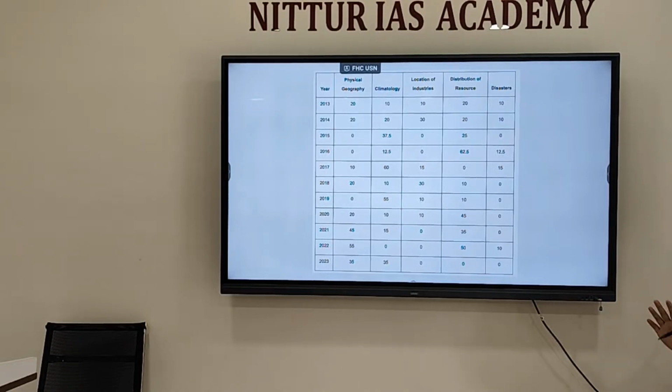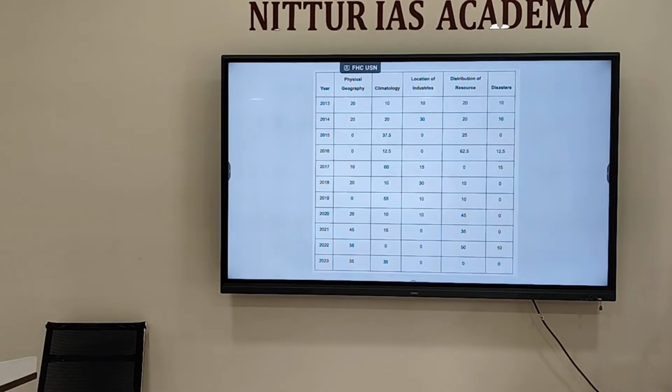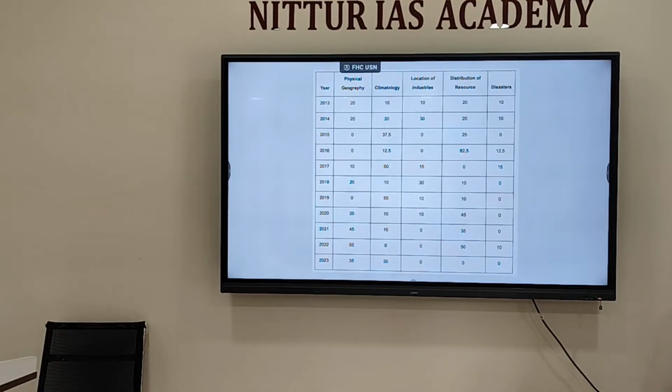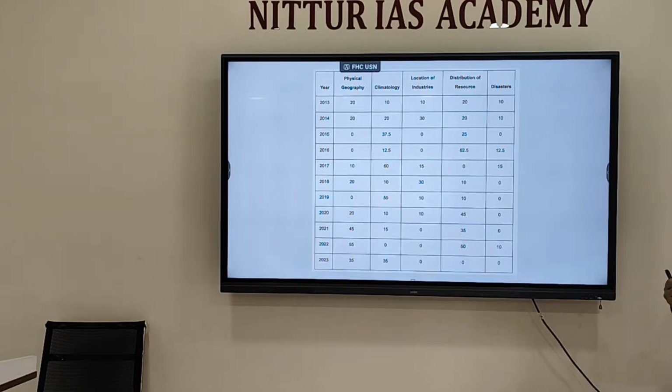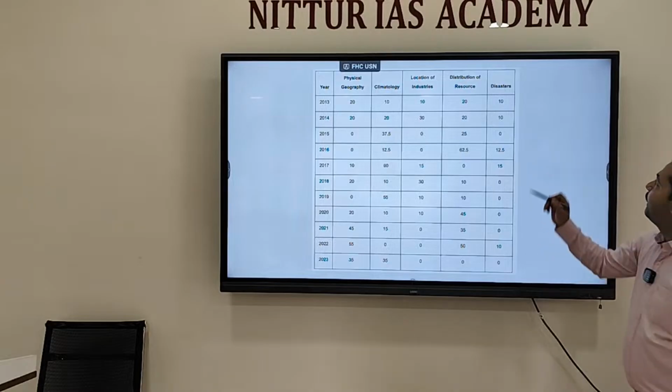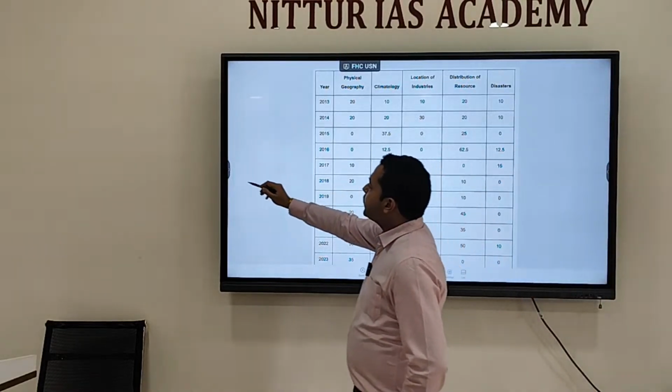The paper is highly scoring: 70 to 80 marks you will get in the mains examination, and 13 to 14 marks you are going to get in the prelims examination. Clear? So it is important to study your static portion. Very static portion. What comes under the static portion?